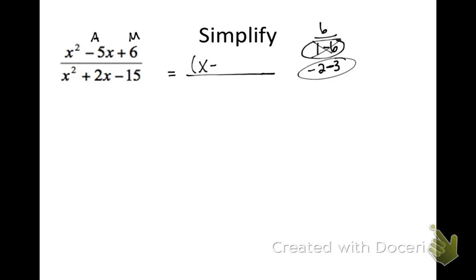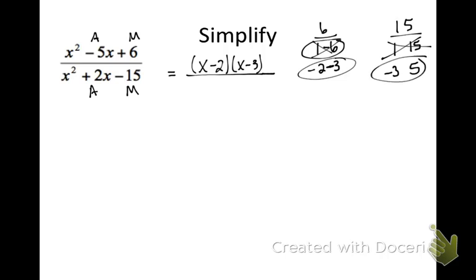My factors, I'm sorry. So x minus 2 and then x minus 3. For the bottom quadratic, I'm looking to multiply to negative 15 and add to 2. My factors of 15 are 1 and 15 and 3 and 5. 1 and 15 definitely can't add to 2. 3 and 5 add to 2 if I make my 3 negative. So I have x minus 3 and then x plus 5.